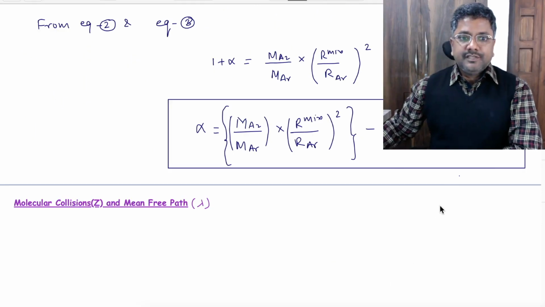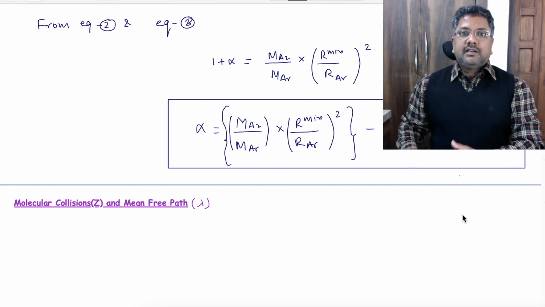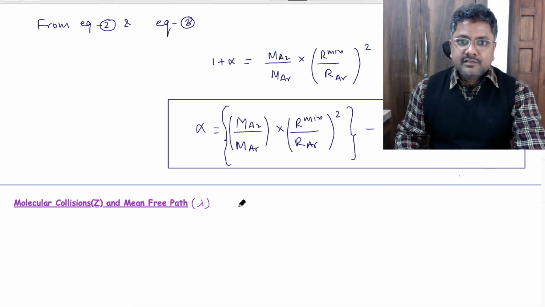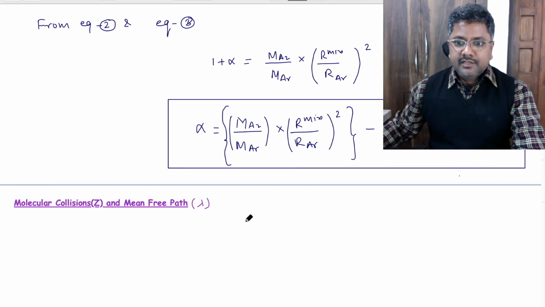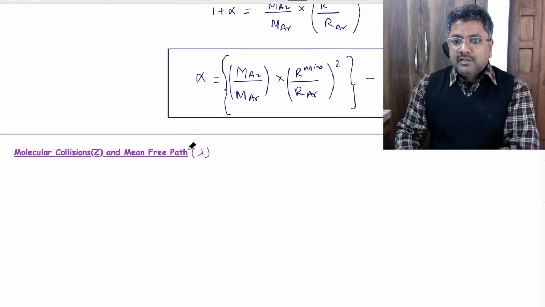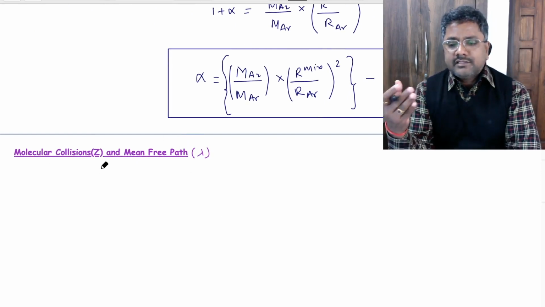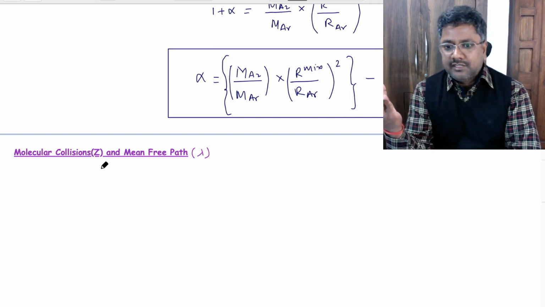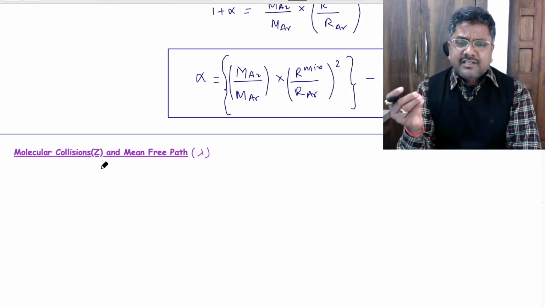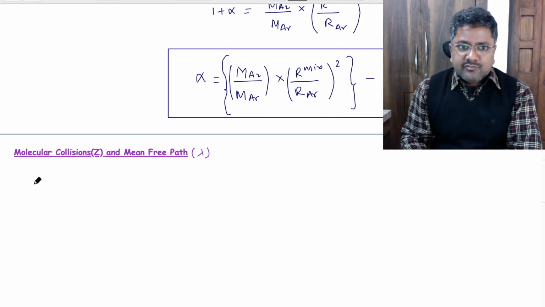Now see molecular collision and mean free path. See, this is the last part of kinetic theory of gases, and this is very important as well. See, as you know, what is molecular collision? One collision we have already discussed, that is the collision with the wall of the container. Similar formula, a little bit difference is there, but similar formula we have for molecular collision. But what is molecular collision?